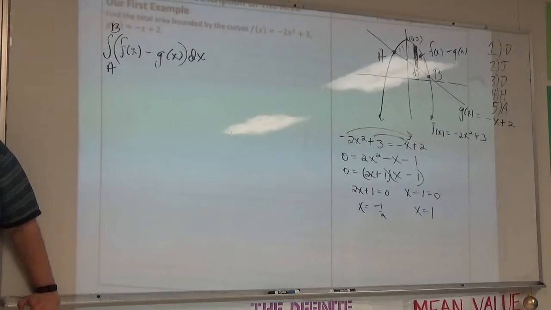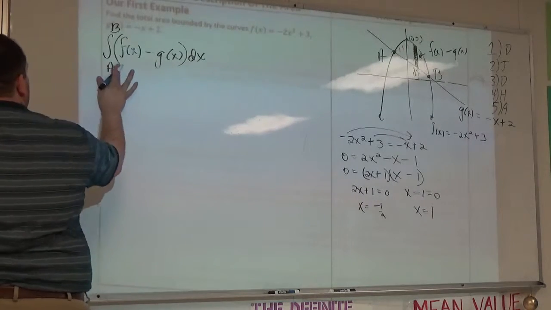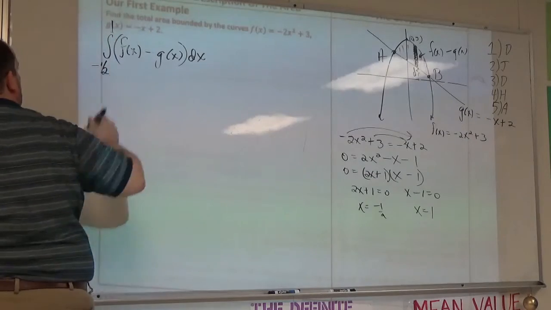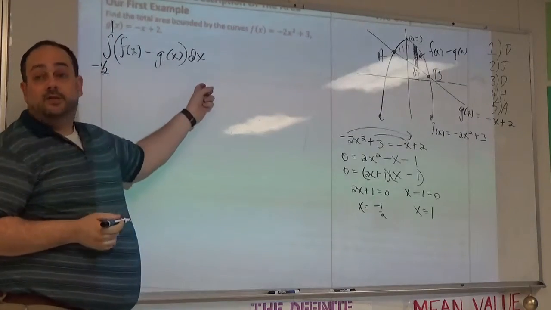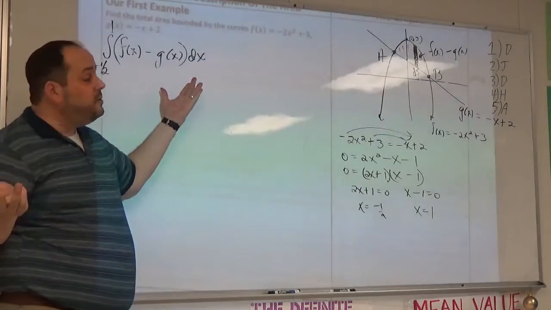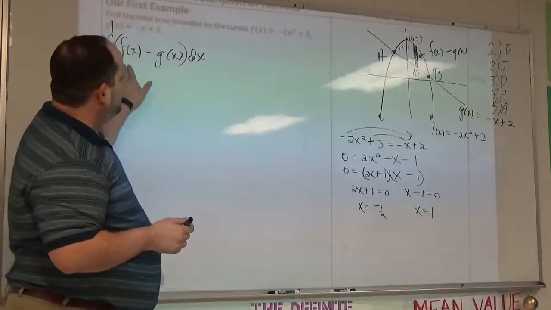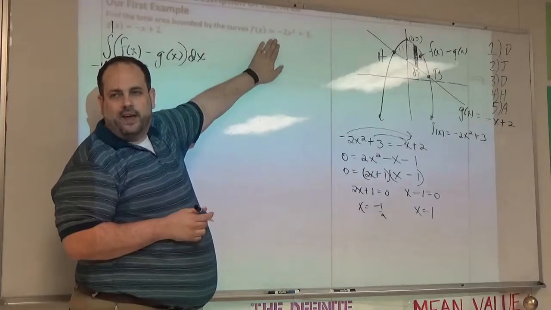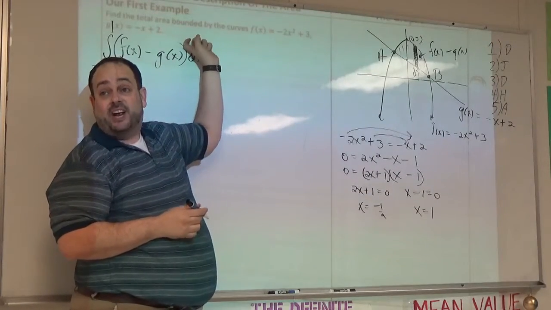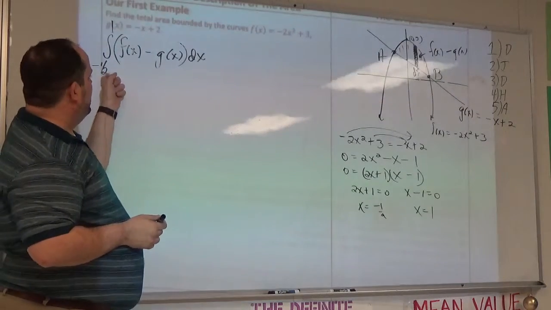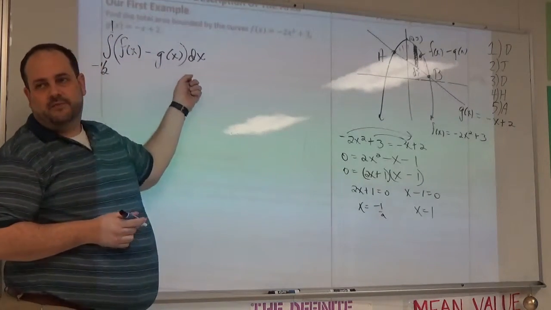Okay? Alright, so your setup is to go from negative a half to 1 of f of x minus g of x. And if you were going to do this on your calculator, you could just say, well, f of x, I'm going to call this f1 of x. I'm going to call this guy over here f2 of x. And I'd say the integral from negative a half to 1 of f1 of x minus f2 of x.